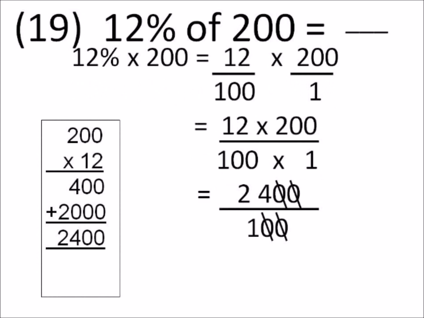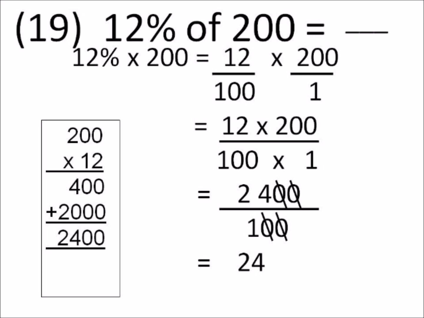But let's multiply 200 times 12, long multiplication, and we get 2 times 200, it gives you 400. 1 times 200, you put the 0, 1 times 200 is 200, you add, you get 2,400. So it's 2,400 over 100, 100 times 1 on the bottom. Now you can cancel by dividing by 100. That's where I took out the 2 zeros from the bottom, 2 zeros from the top. I'm left with 24 on the top and 1 on the bottom. And that's your final answer, 24.